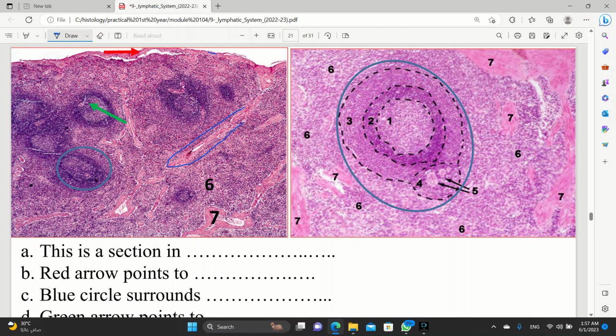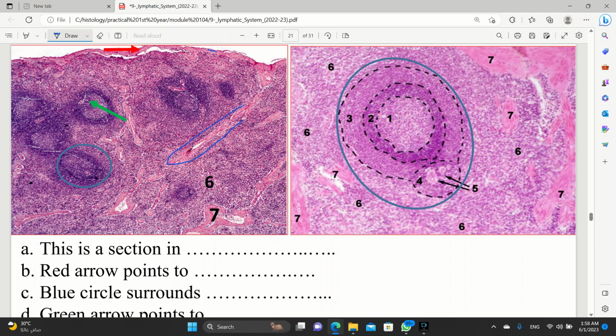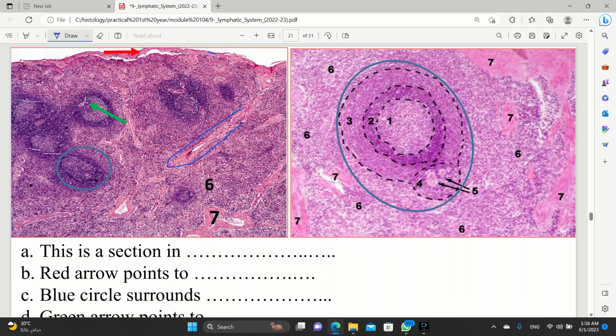The blue circle, where's it? Oh, that's aggregated circular something. So yeah, what is that? The white pulp. The green arrow, where's the green arrow? Oh, the central arteriole. You can see it here. What's around it? If you think of what's really around it, you're so smart. So what's around it? Yeah, the periarteriolar lymphatic sheath. You're perfect, dude.